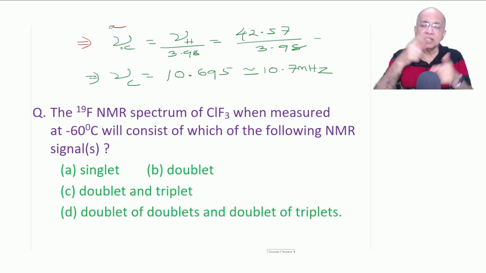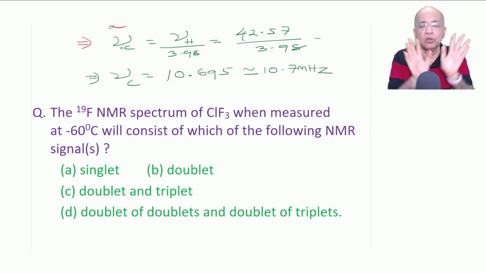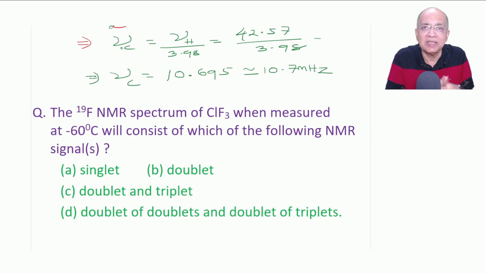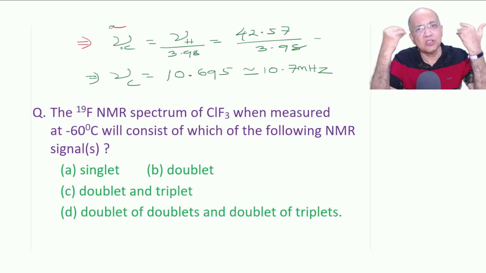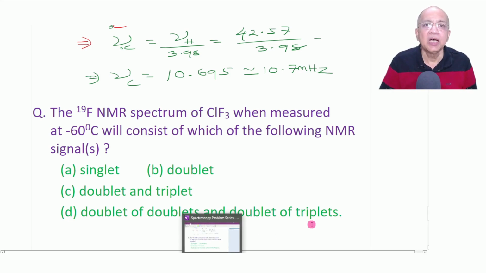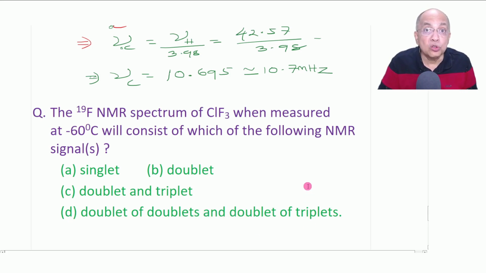There is also the electric field gradient vector, but we will not discuss that. That makes the relaxation very efficient, for which we do not get any coupling with chlorine. So chlorine, you forget. Only for fluorine, we have to look at the actual shape of the molecule.